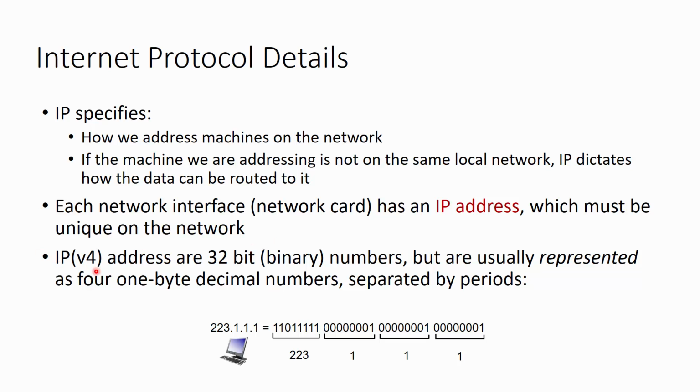An IP version 4 address, which are the classic ones you're used to dealing with, is a 32-bit binary number. They're usually represented, though, in a dotted form, as 4 1-byte decimal numbers, because this is a lot easier. 223.1.1.1 is a lot easier to remember and to say than this whole binary sequence at the bottom here. That's not what we want to be trying to communicate.